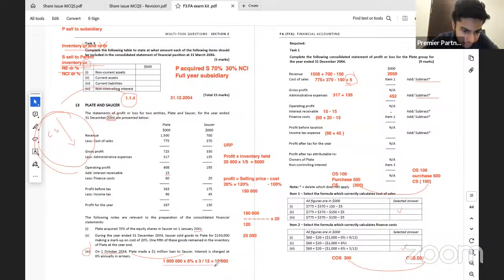Like this, no? 1 million into 6% into 3/12. It has to be minus. So when you select this, the answer will be okay, and subtract expense. Then, guys, over here, income tax 96 plus 45. So therefore, guys, the answer will be 141. Okay. Then the answer will be for that one, subtract expense.